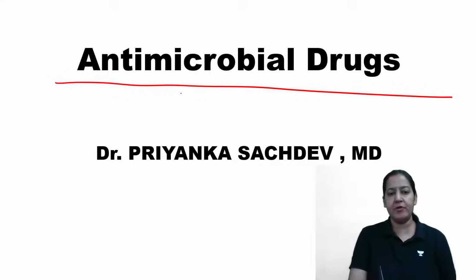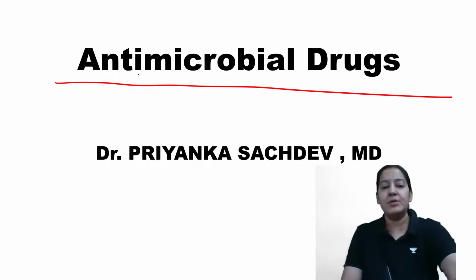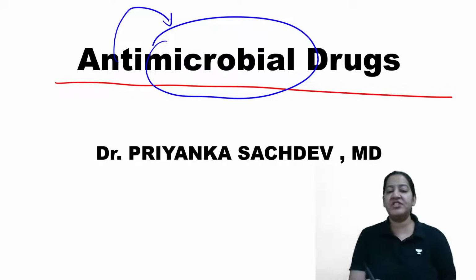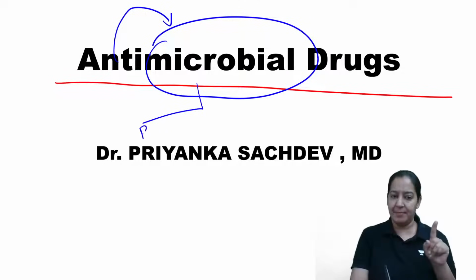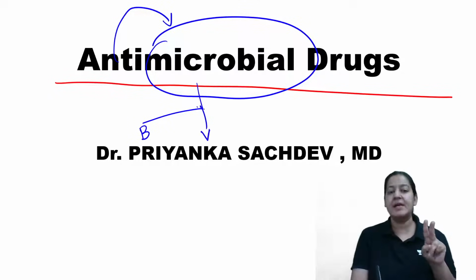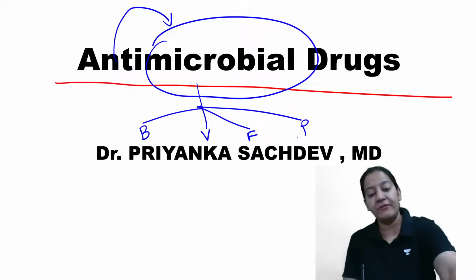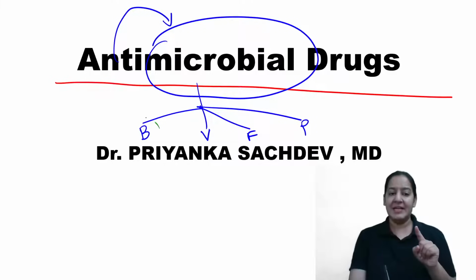So what are antimicrobial drugs? Antimicrobial drugs are the drugs which kill microbes, which act on the microbes. What are microbes? There are four types of microbes. It can be a bacteria, it can be a virus, it can be a fungus, and it can be a parasite. So we can say there are four types of antimicrobial drugs.